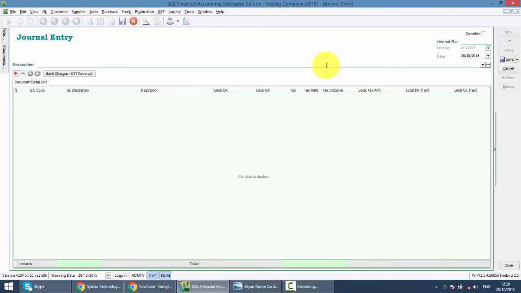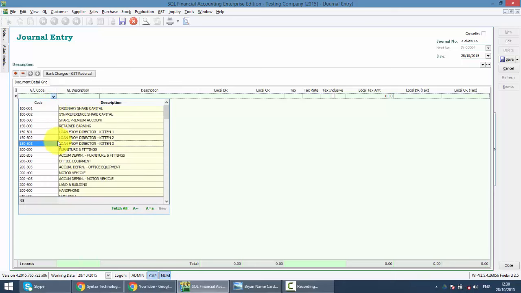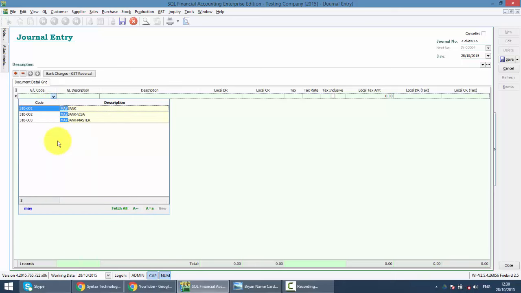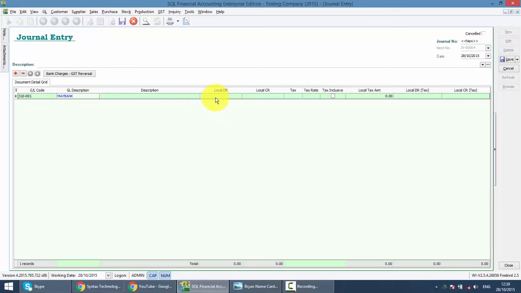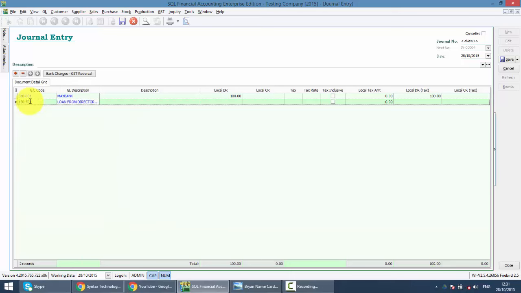So for journal entry, it's very simple. What you need to do is click on the plus sign. Let's say it's a director banking in money, so you loan from director. You just select the bank, the GL code. Let's say it's Maybank. Then you can put in the amount. Bank in money in Maybank is 100 ringgit, so it's debit side. Plus that is the loan from director, so it's credit side 100 ringgit.